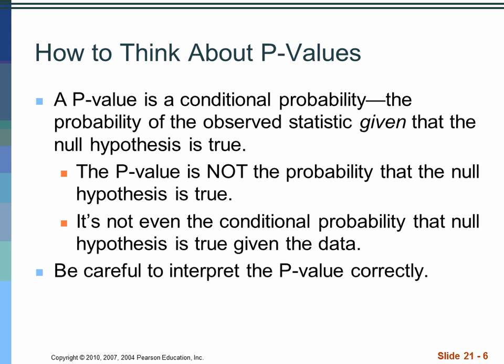So again, how we're thinking about these tests and what those p-values stand for. A p-value is a conditional probability. It's the probability of the observed statistic given that the null hypothesis is true. The p-value is not the probability that the null hypothesis is true. It's not even the conditional probability that the null hypothesis is true given the data. So we have to be very careful to interpret the p-value correctly. And that was all done in Chapter 20.